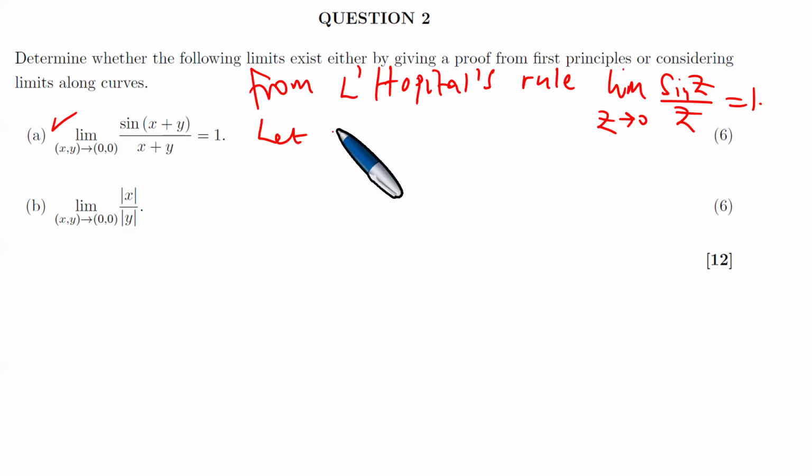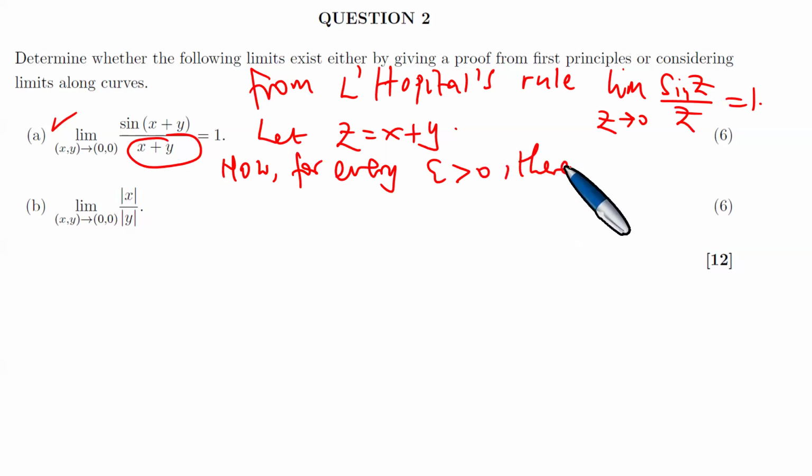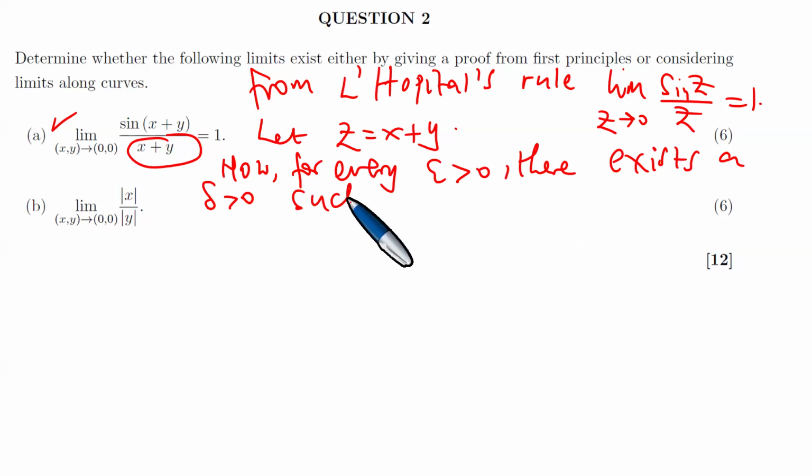With this in mind, we let z be x plus iy. Now, for every epsilon positive, there exists a delta positive such that if, yes, please.